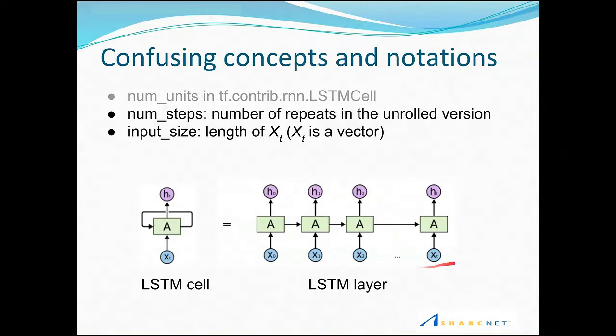The second one is the input size. As I said, XT is a vector. So input size is the length of XT. For example, in our application, at most I use two. One is closing price, the other is the volume. So the input size is two. If I just use one of them, the input size is one. Okay, so just to make that clear.